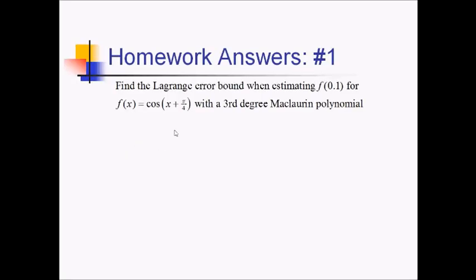For this problem, we want to find the Lagrange Error Bound, estimating f of 0.1 for this cosine of x plus pi over 4 function with a third-degree Maclaurin polynomial. So let's set up our error bound form since they told us it's Lagrange.